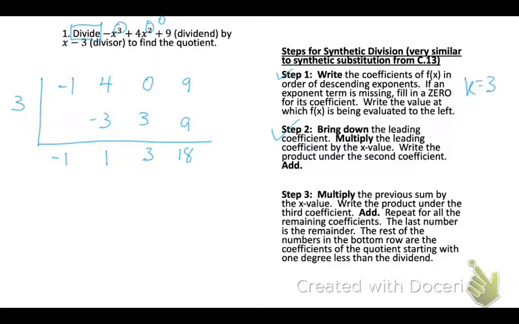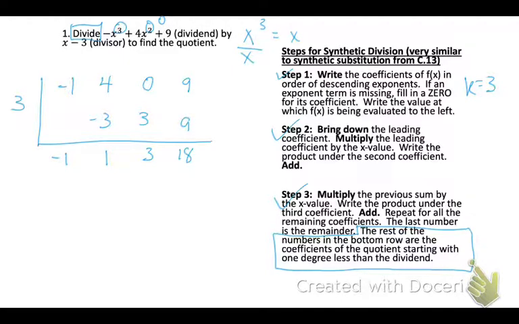Now, step 3 says multiply the previous sum by the x value, which we've done, write the product under the third coefficient, add and repeat, which we did. But look at the last sentence. The last number is the remainder, and then the rest of the numbers in the bottom row are the coefficients of the quotient starting with 1 degree less than the dividend. So notice we were dividing an x cubed by an x. If we look up top, x cubed divided by a single x is x squared.